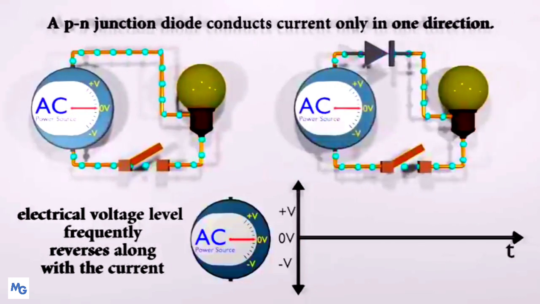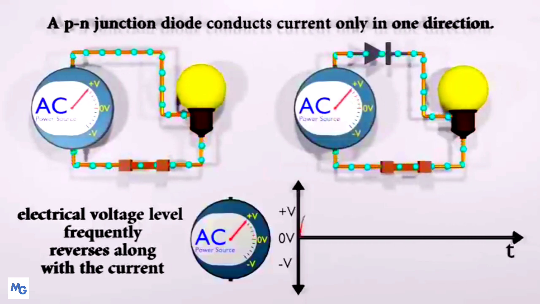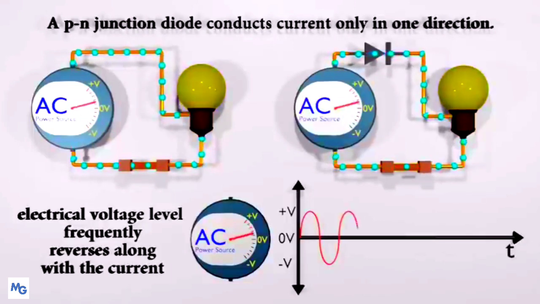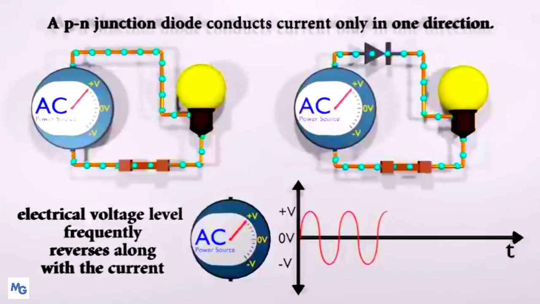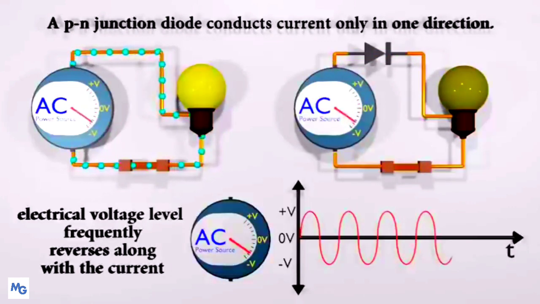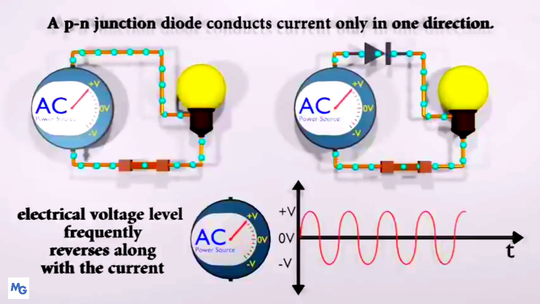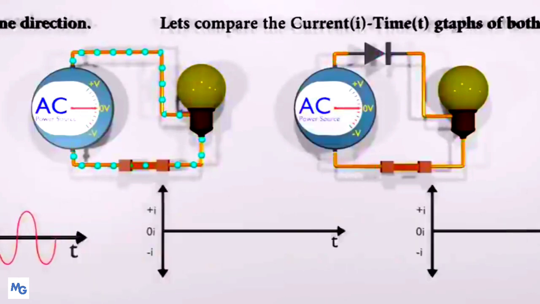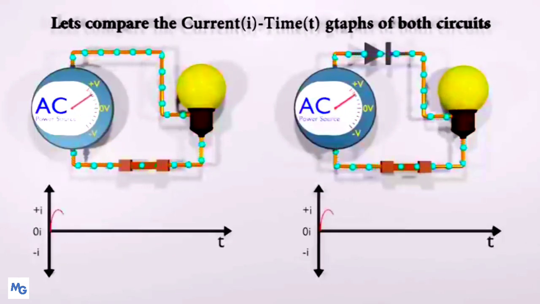Let's see what happens after adding a diode into the circuit. As you can see, the diode only allows current to pass through when it is forward biased. When the AC voltage is positive on the anode side, the diode allows the current to pass through to the output. But when the AC reverses direction and becomes negative, the diode blocks the current so that no voltage appears at the output. So in the circuit, current is only flowing in one direction.